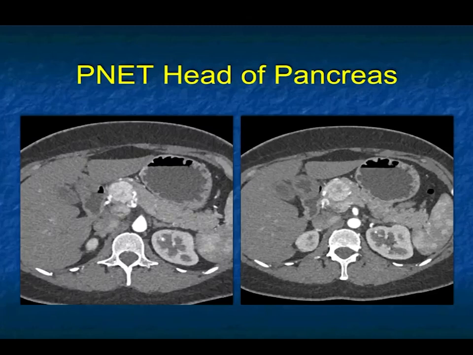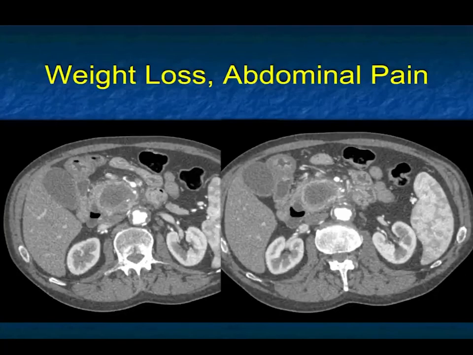Again, think about vascular lesions in the pancreas. I show this case also to show how closely it resembled that patient with a GIST tumor, just a little bit different, but the same vascularity.